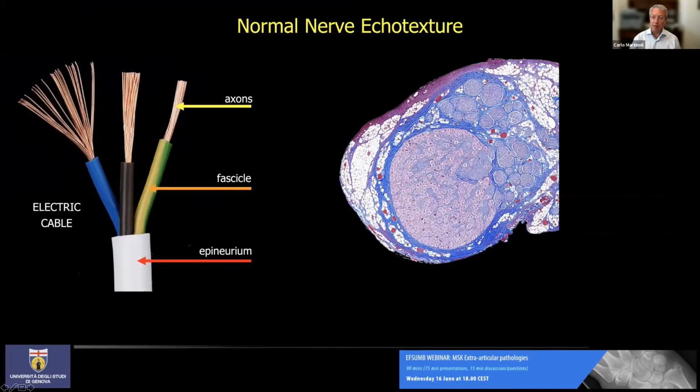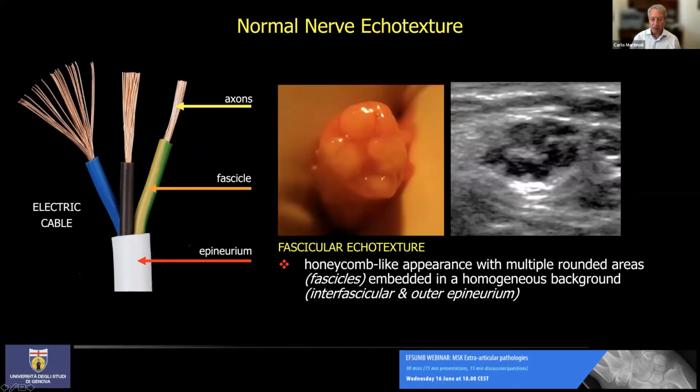But before speaking about pathology, it's good to describe the appearance of the normal nerve, and you know that nerves look like electric cables. They consist of some fascicles, visible here like small plastic tubes, and they contain the axons, and the axons correspond to the copper wires of an electric cable. So you see here the fascicles containing the axons, and within the fascicles we can find not just axons but also Schwann cells and myelin sheath.